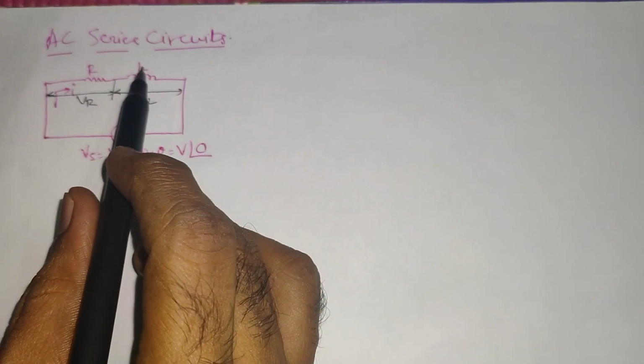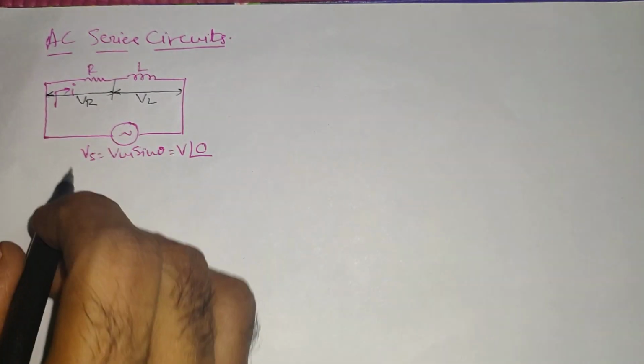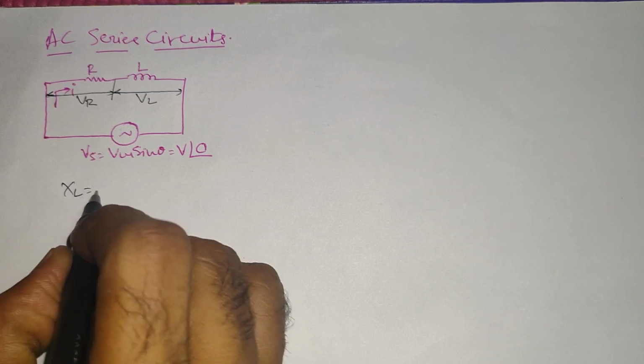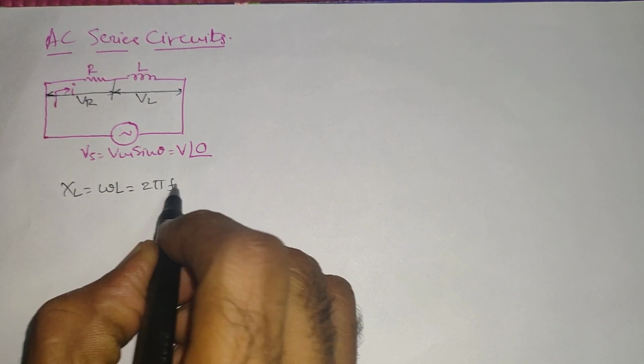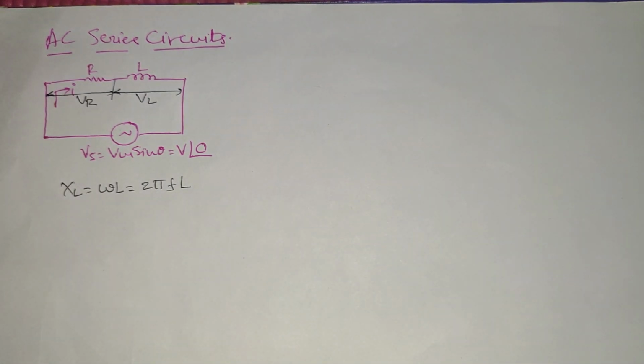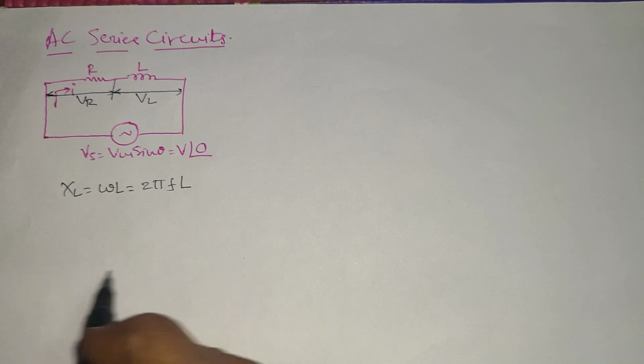Here the impact of inductance will be in the form of inductive reactance XL, which is given by omega into L, or 2 pi FL, where F is the frequency of supply. These things we have seen in our previous sessions.